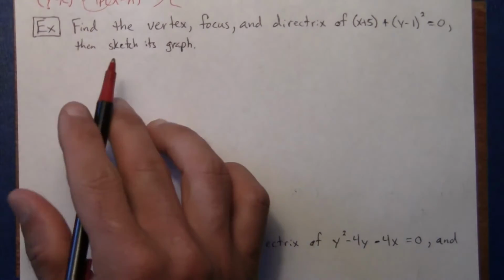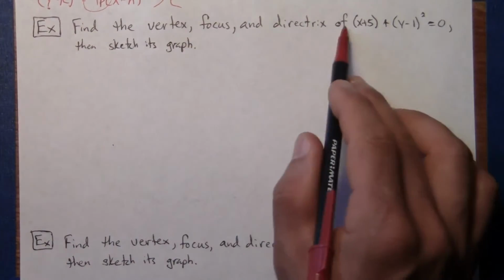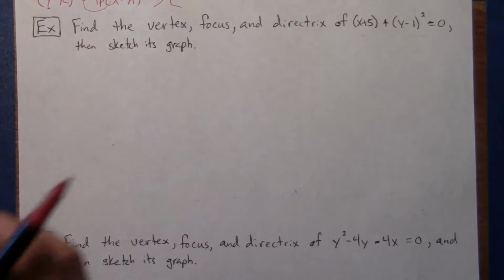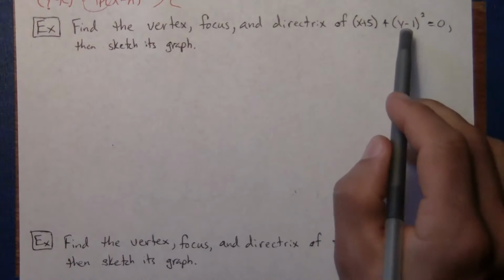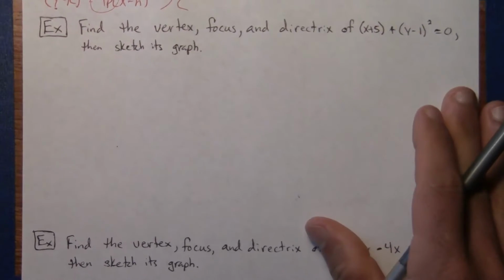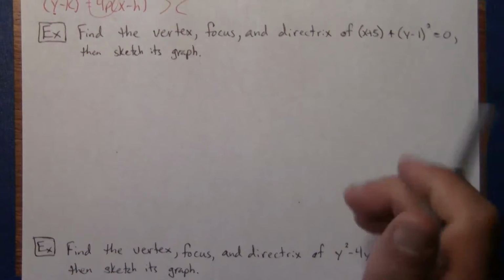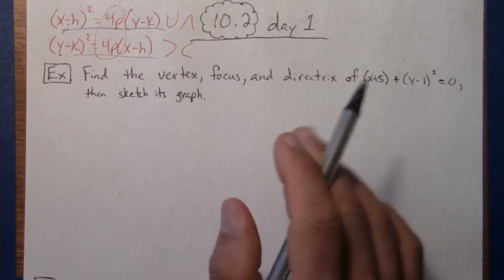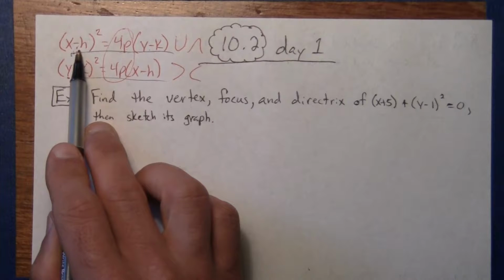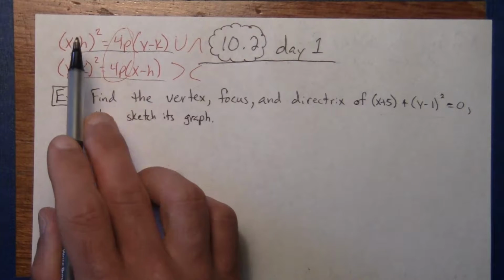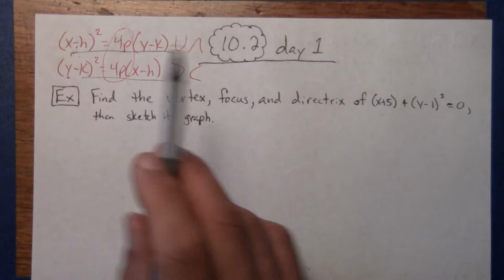Alright, so when it asks us to find the vertex, focus, and directrix of this, the very first thing I should do is ask myself, is that parabola in standard form? Now, first of all, I can identify it's a parabola because I have one squared variable, the other one's not. So I know it's a parabola. So does it look like either one of these two? Well, not exactly. If you look at the standard form, the squared term should be on the left, and then the other term, the term that's not squared, should be on the right.